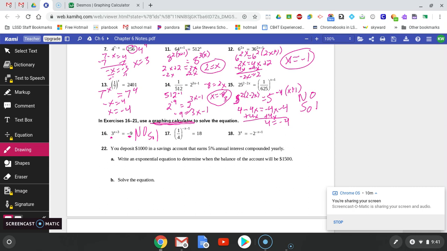Okay, so on number 17, 1/4 is the same thing as 4 to the negative first power. So I could rewrite it as 4 to the negative first power. That's also the same thing as 2 to the negative second power. But 2 to some power and 4 to some power will not give me 18. There's no way that I can rewrite that. So I'm going to go to my graphing calculator instead.